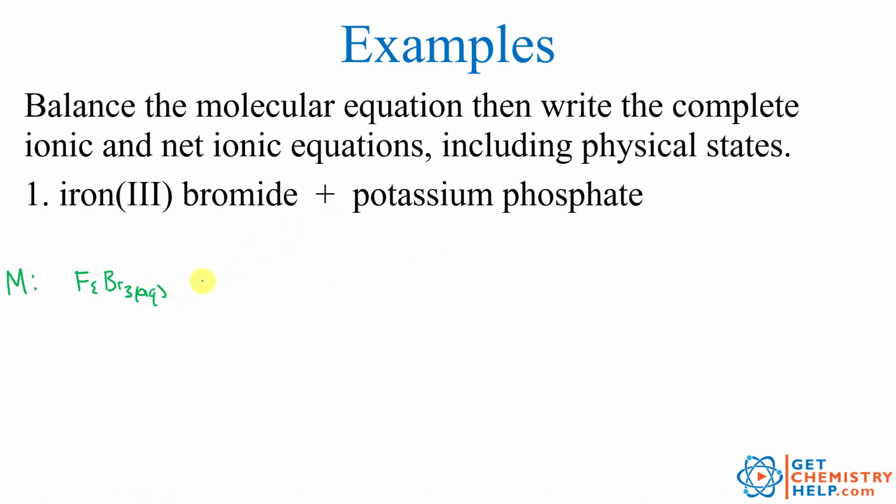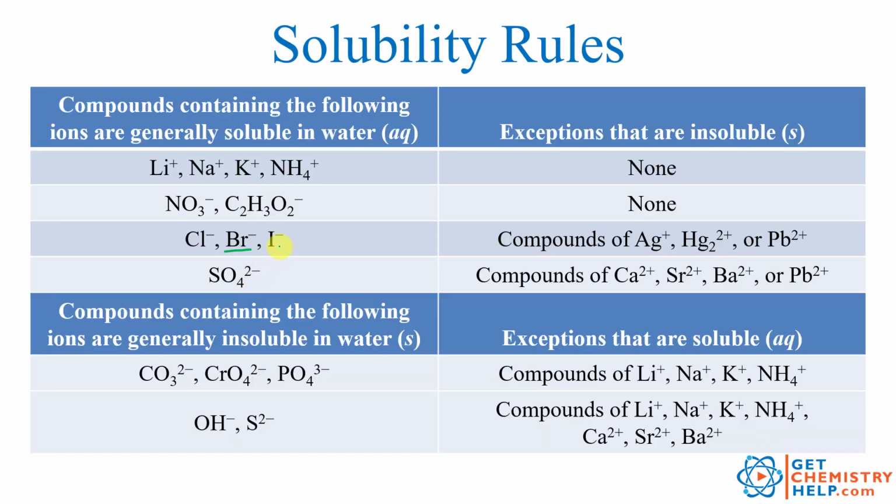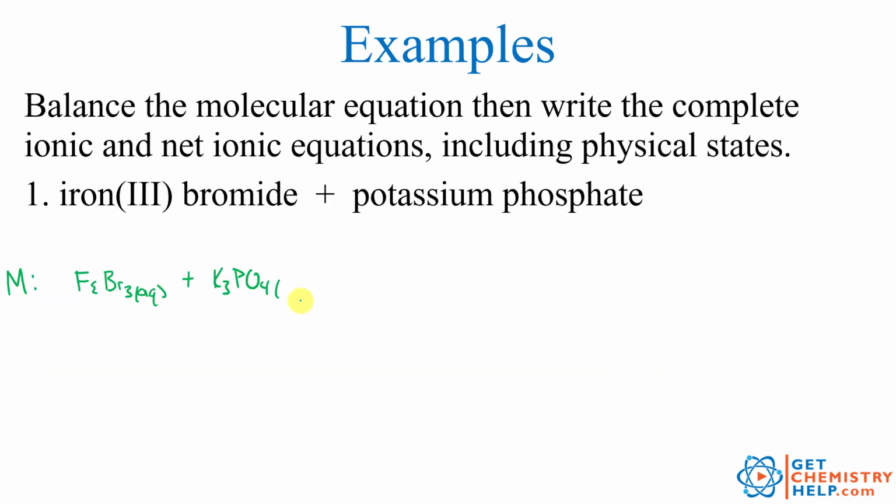Okay, the other reactant is potassium phosphate. Potassium has a 1 plus charge, phosphate is 3 minus, so I would need 3 potassiums to combine with the phosphate. And once more, we're going to use those solubility rules. I want to find a rule that has potassium or phosphate in it. Here we see potassium anything is soluble all the time, no exceptions. And down here we also see phosphates are insoluble unless they are with potassium. So this is also soluble, aqueous.